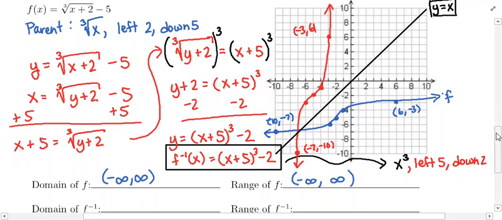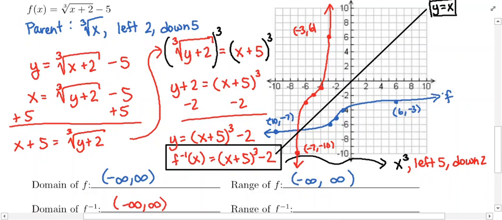All right, so we've got our inverse function formula. We've got the original and the inverse graphed. Let's go ahead and talk domain and range of the inverse function. This (x + 5) cubed minus 2 is a polynomial. If you were to multiply out (x + 5)(x + 5)(x + 5) and then subtract 2, that's going to be a polynomial. So the domain is going to be all real numbers.